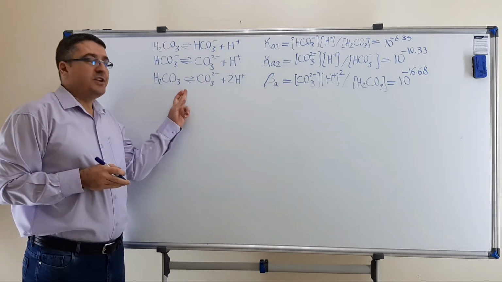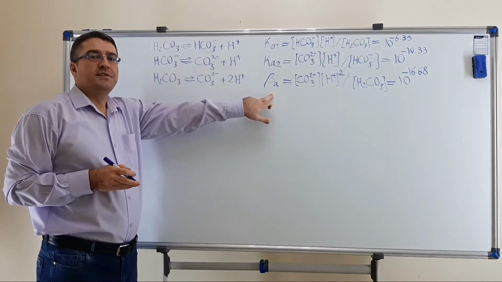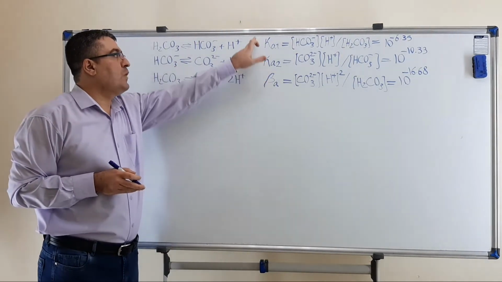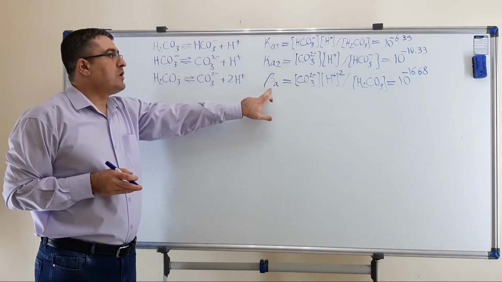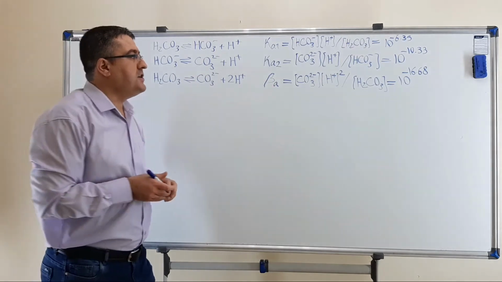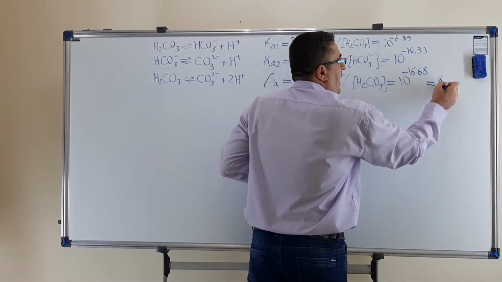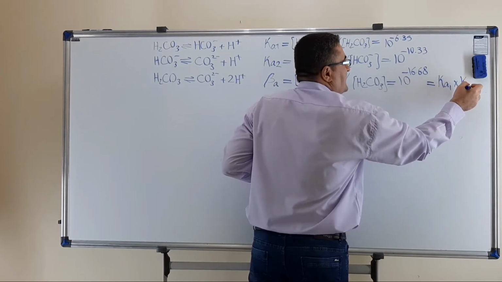Since this reaction is the sum of these two reactions, this equilibrium constant is the product of these two equilibrium constants. So the cumulative acidity constant of carbonic acid is equal to the product of its first and second acidity constants.